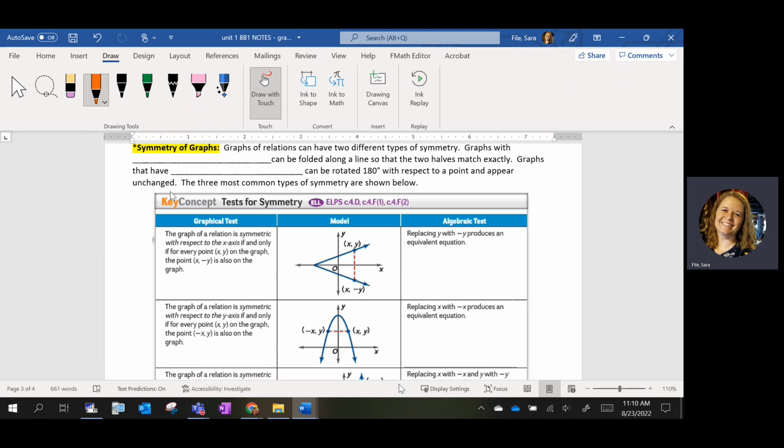All right, so symmetry of graphs. Okay, there are two types of symmetry that you're going to see on our graphs. The one that probably you immediately think of or stands out is line symmetry.